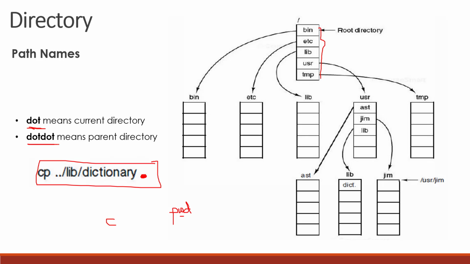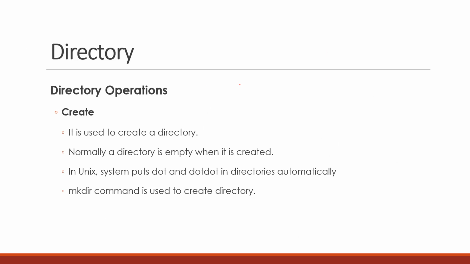Then dot dot means the parent directory. So you can use dot dot. For example, if you are using Linux and you write cd space dot dot, it will take you to the parent directory or the previous directory, right? These are two conventions which are used in Linux.